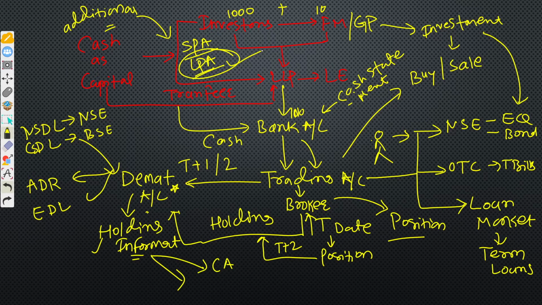The investor transfers money to the designated bank account, then the fund manager transfers that amount from the bank account to trading. So basically we integrate the bank account with the trading account or broker sites, and then we utilize those funds to purchase securities from the market.